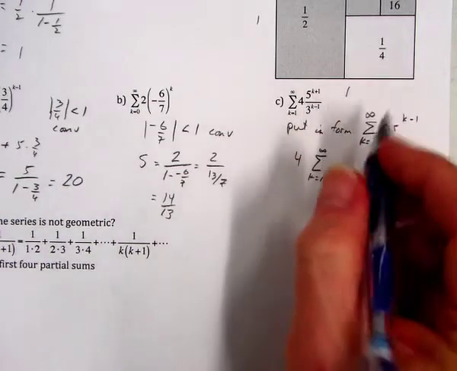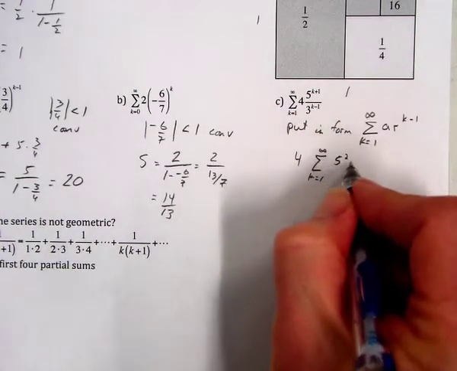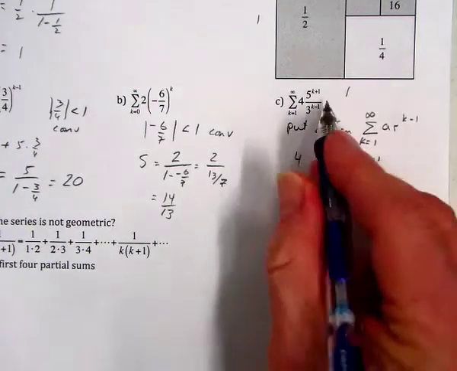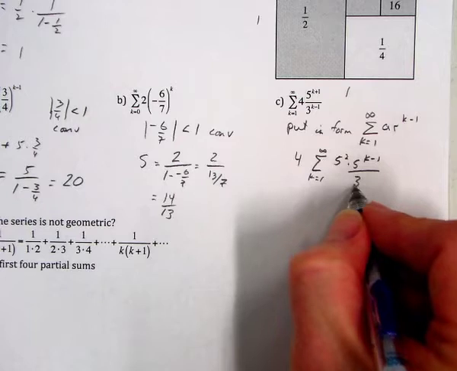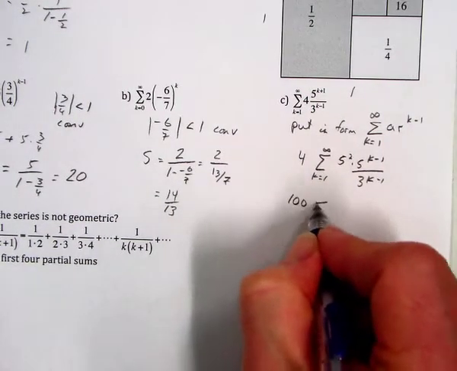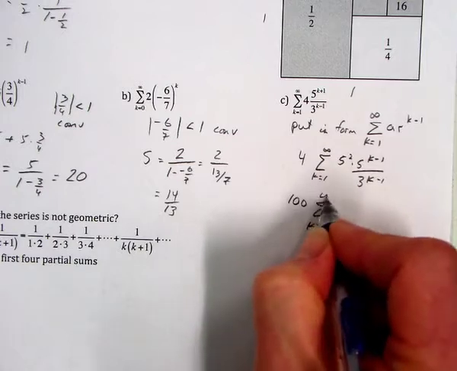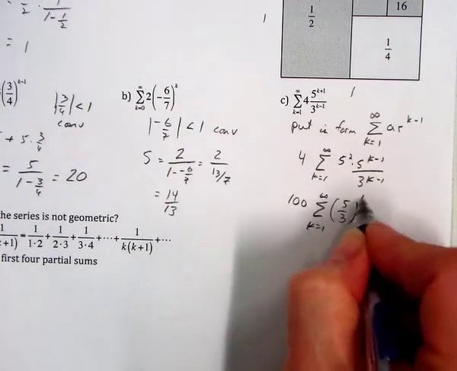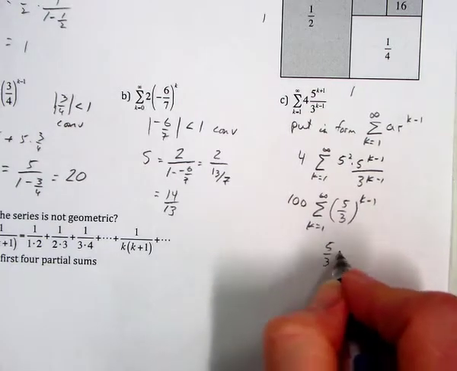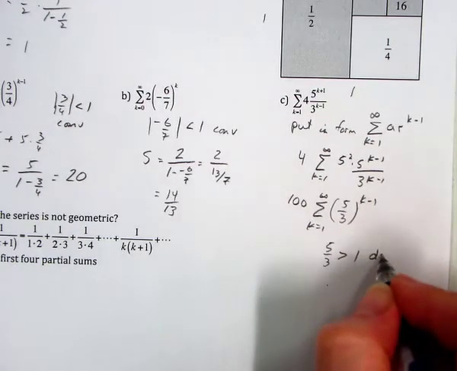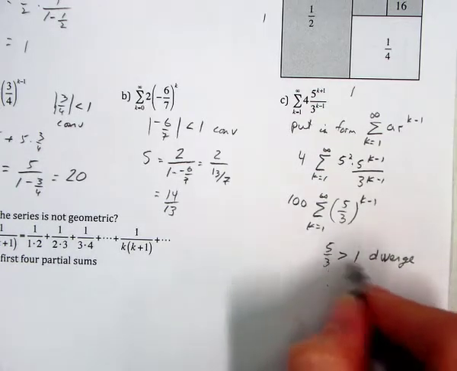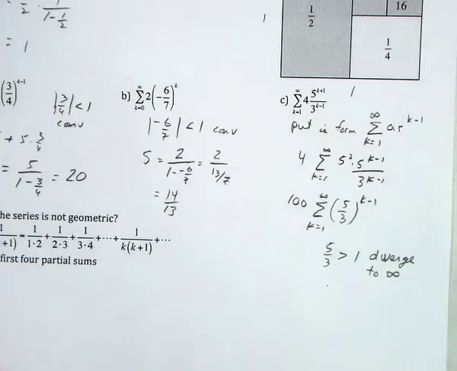So 5 to the k plus 1 is going to be the same as 5 squared times 5 to the k minus 1, since k minus 1 plus 2 is k plus 1, over 3 to the k minus 1. So we can pull that 5 squared out, and we'll have 100 times the sum k equals 1 to infinity of 5/3 to the k minus 1. And since 5/3 is greater than 1, this thing is going to diverge. Now, since this is positive, it's going to diverge to positive infinity.